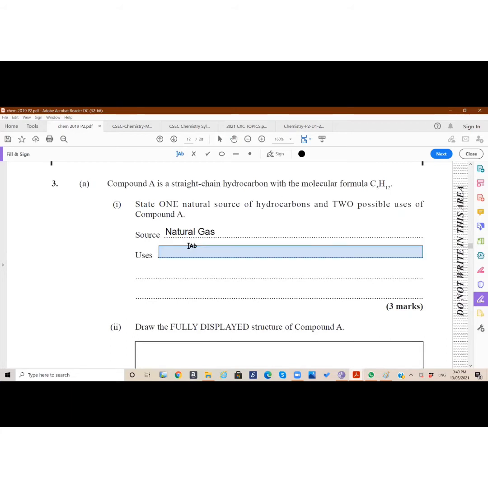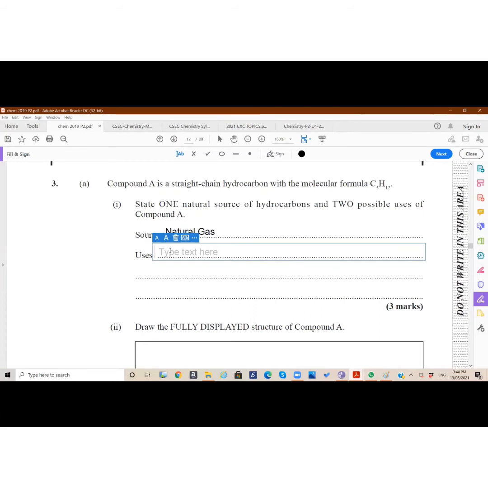State two possible uses of compound A. What's the name of compound A? First thing you should identify: to what homologous series? Pentane. So what's the homologous series? Alkane. Good. So it's an alkane, and specifically it's pentane. So what are two possible uses of this compound?